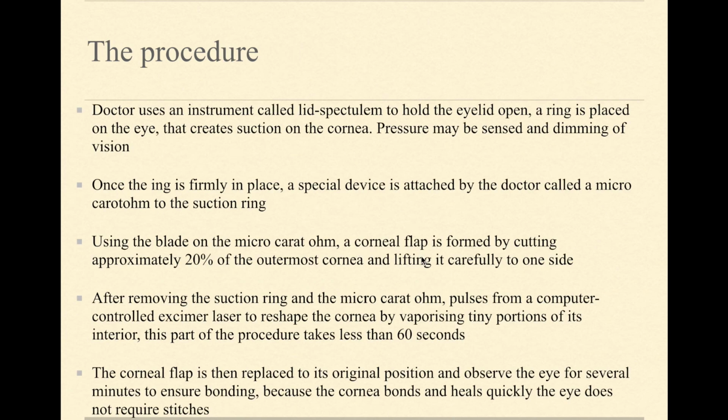corneal flap. So, using the blade, a corneal flap is formed by cutting approximately 20% of the cornea and lifting it carefully to one side. After removing the suction ring and the microkeratome, pulses from a computer-controlled excimer laser reshape the cornea by vaporizing tiny portions of its interior, and this part only takes less than 60 seconds. Then the corneal flap is replaced in its original position, and within several minutes the cornea bonds and heals quickly to the eye, and this does not require any stitches.